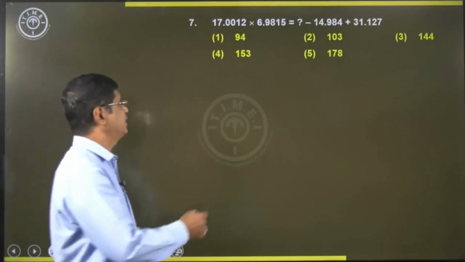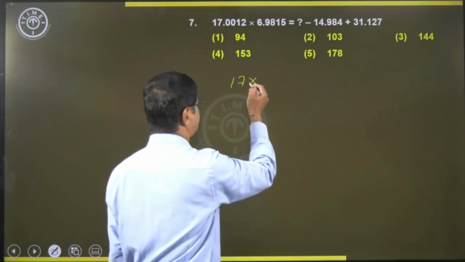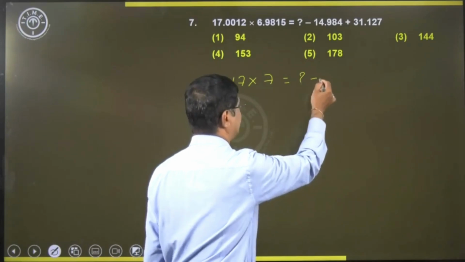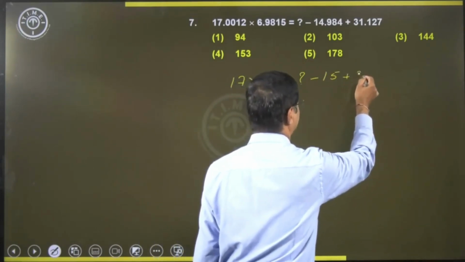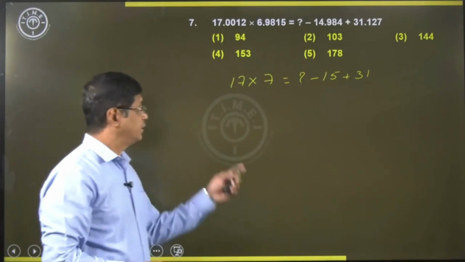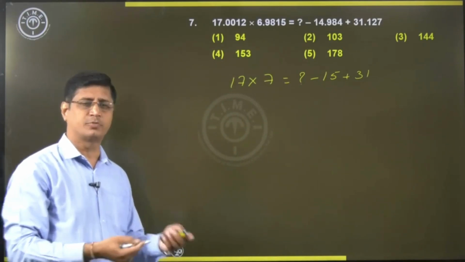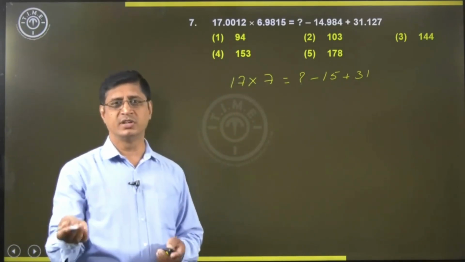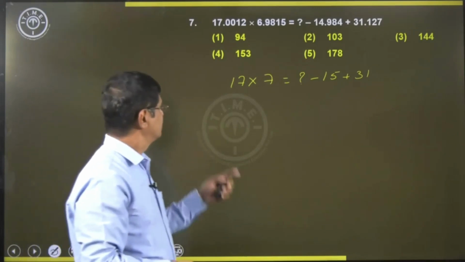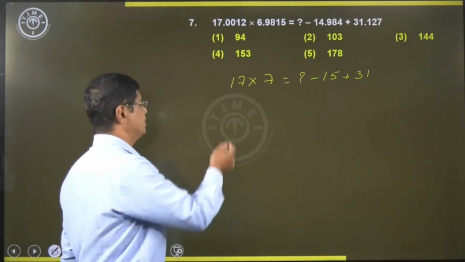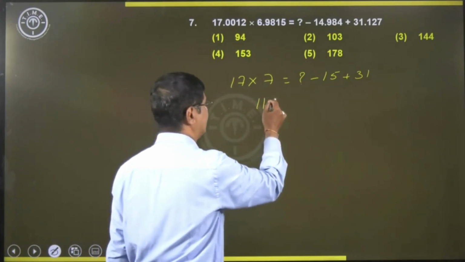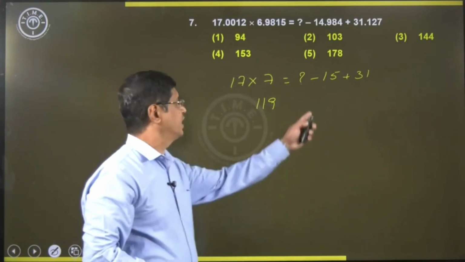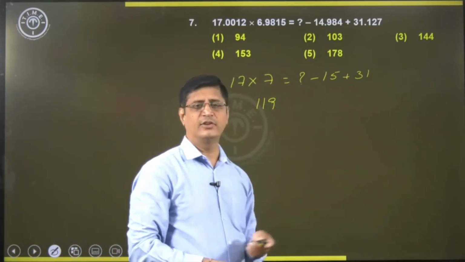Look at the next example, question number 7. 17.0012, approximately 17, into 6.98, approximately 7, is equal to question mark minus 15 plus 31. My dear students, 14.984 means approximately 15. 31.127 means approximately 31. So ignore the negligible part. Simplify this. What is the cancellation here? The product of these two numbers is 119. By adding these two numbers, we get 16 is the value.